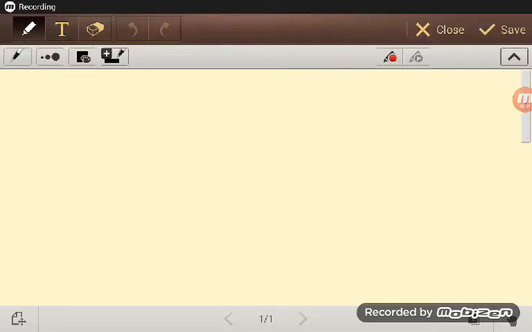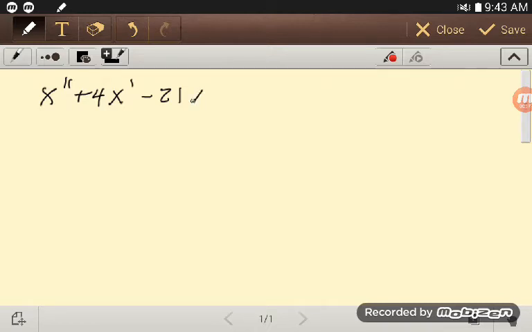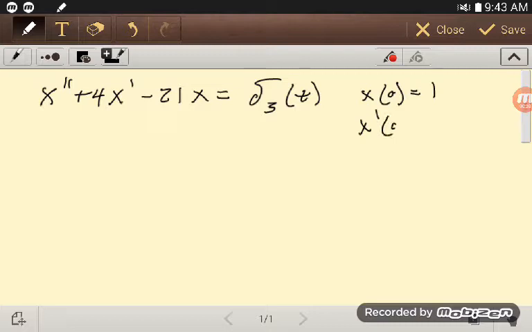Now let's go ahead and solve our familiar left-hand side, but with the new Dirac delta function. So we have x double prime plus 4x prime minus 21x is equal to the Dirac delta at 3. We'll keep our x of 0 equals 1, x prime of 0 equals 0.